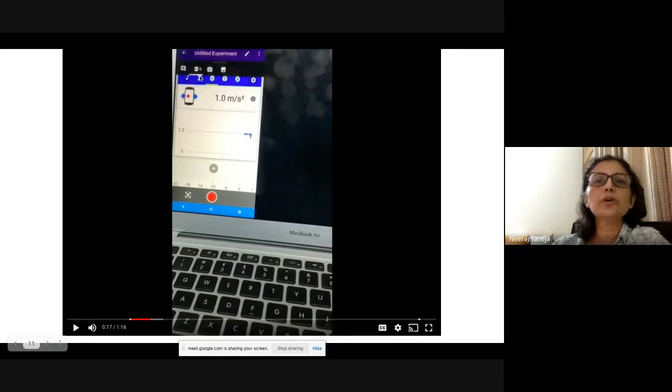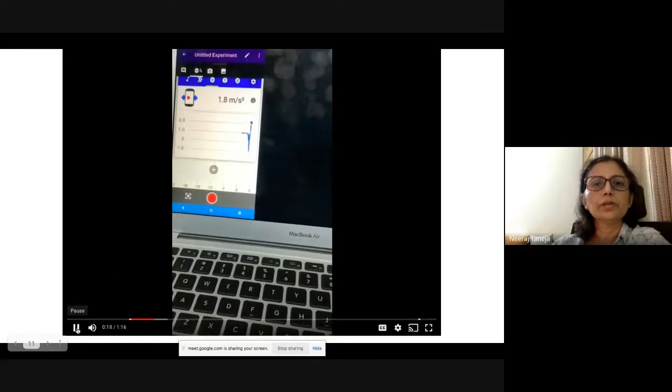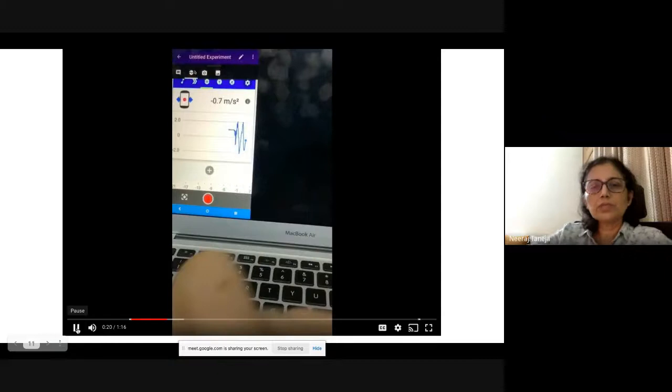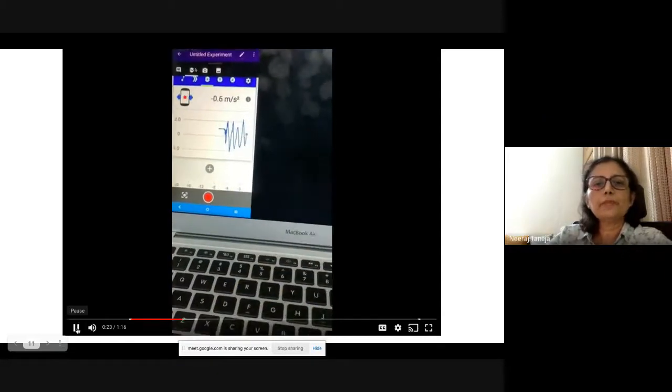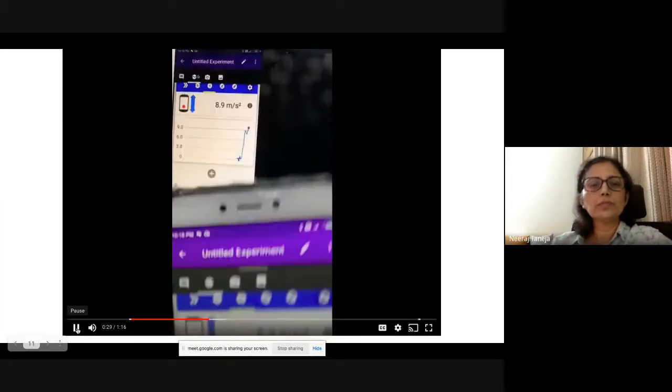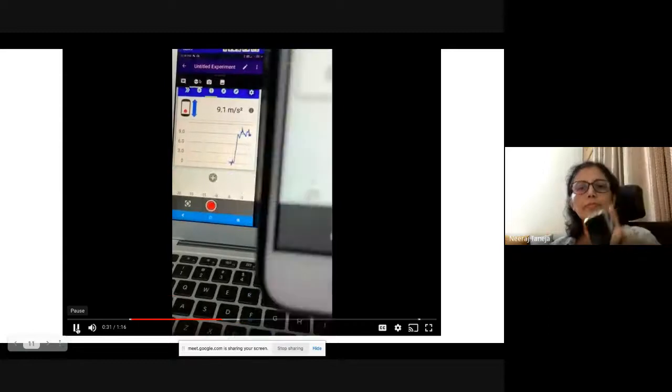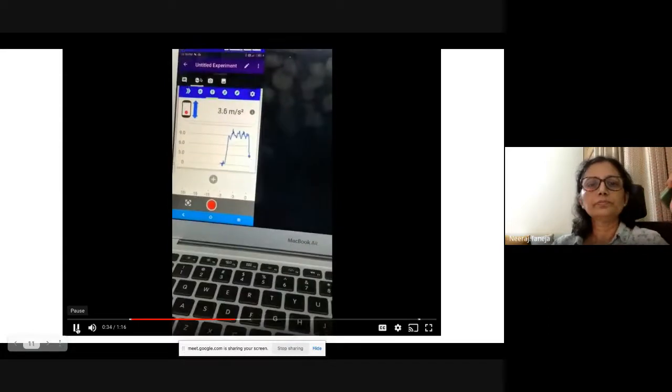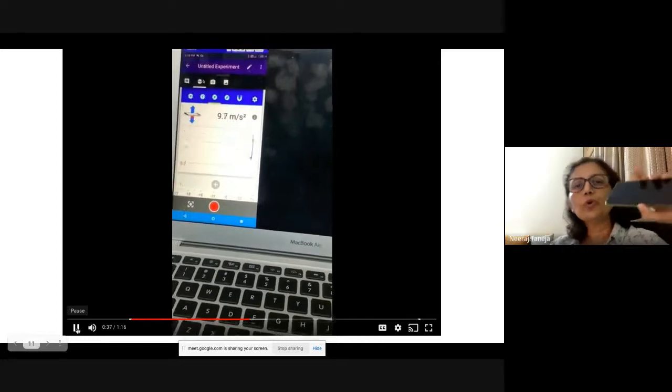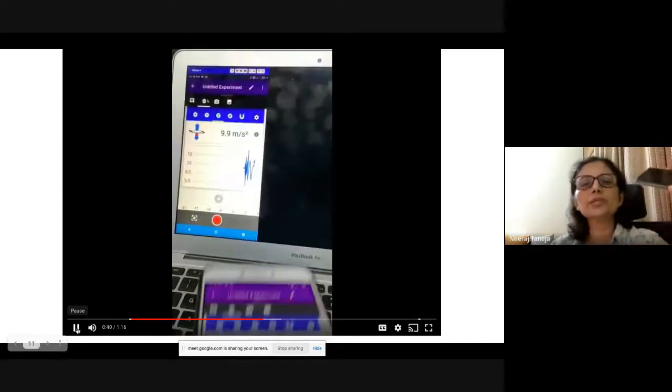This is the symbol for the accelerometer, and when you press on it, three more symbols appear, which are the X orientation, Y orientation, and Z orientation. So you can measure the acceleration in different orientations. When it is in the X orientation, your phone is moving like this, and in the Y orientation, your phone is like this. Your phone is the object which is moving and whose acceleration is being recorded.